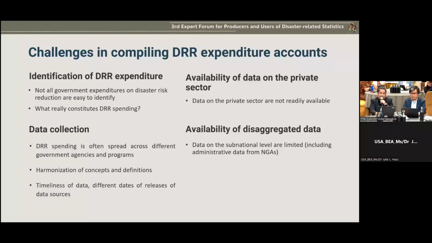So despite these challenges, disaster risk reduction expenditure accounts is actually an important tool for tracking government spending on disaster risk reduction, primarily because of its potentials, which I will be discussing in the next slide.